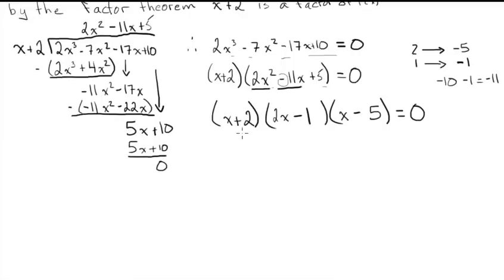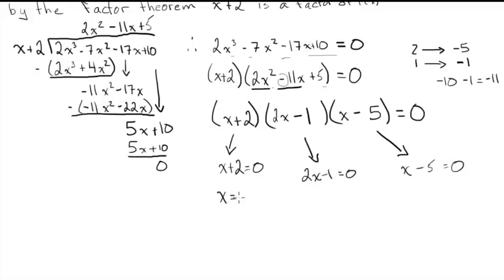So now that original equation's been reduced to this polynomial equation in factored form, which is equal to 0, which means x plus 2 equals 0, 2x minus 1 equals 0, or x minus 5 equals 0. So 3 simple linear equations to solve. So x equals minus 2. This would be 2x equals 1, or x equals 1/2, and x equals 5.